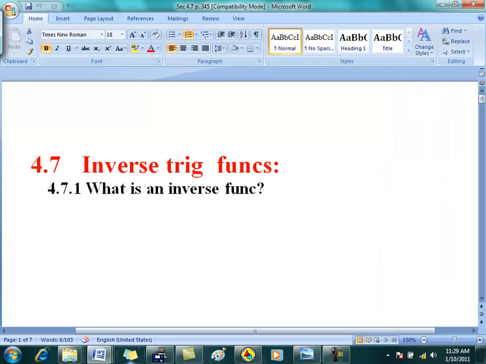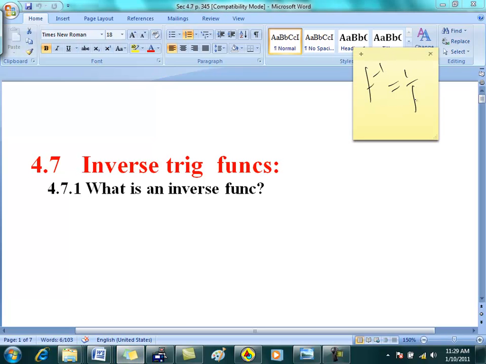F inverse is not 1 over F. Okay, it's not 1 over F. So please do not make that mistake. Okay, do not make that mistake.